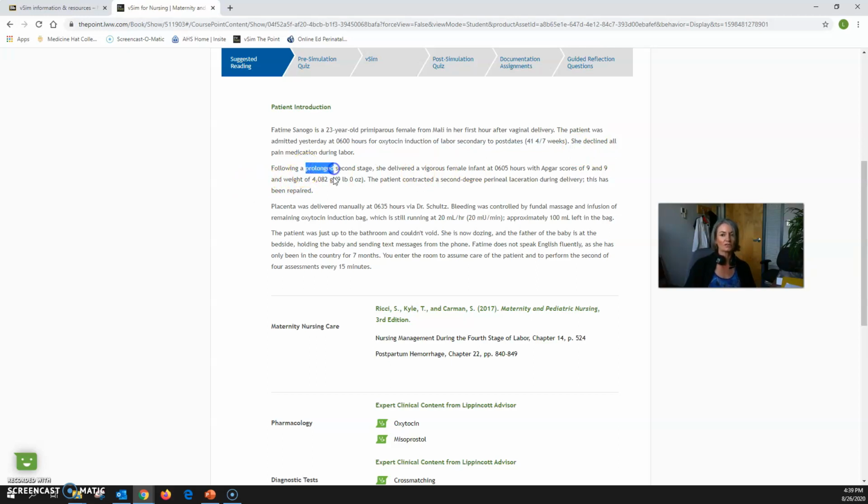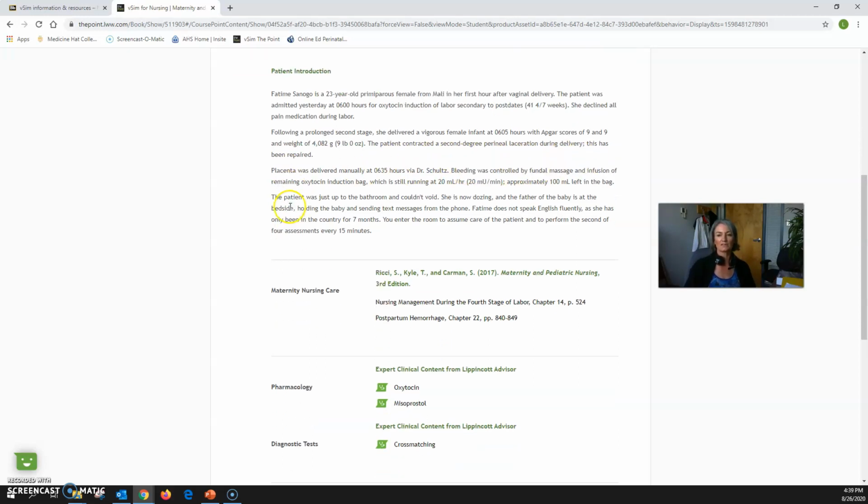She had a prolonged 2nd stage. The fact that she delivered a vigorous female infant with APGAR scores of 9 and 9, that's not concerning. Those are all good things. But a weight of 9 pounds, is that within our normal range? Are we starting to push it a bit? Start thinking about your risks for hemorrhage, our tone, trauma. We've got our 4 T's: tissue, tone, trauma, thrombocytopenias. So think about all of that.